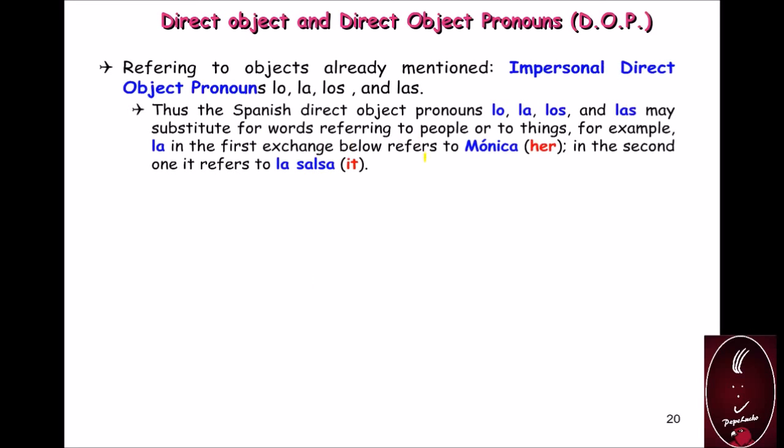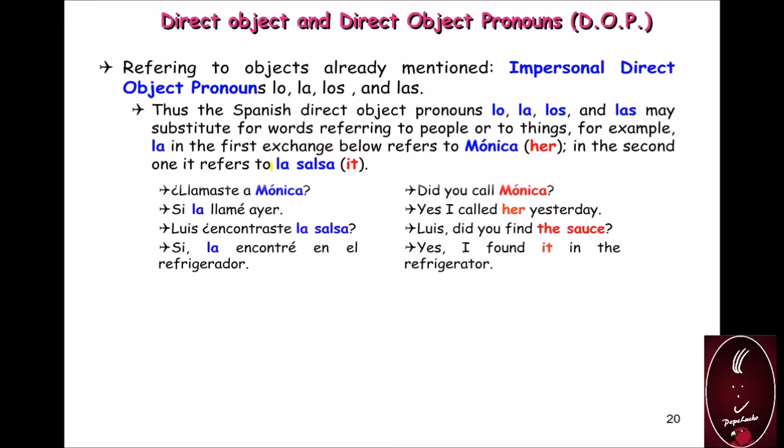In Spanish, the direct object pronouns lo, la, los, las might substitute for words referring to people or things. Let's review those examples. ¿Llamaste a Mónica? Sí, la llamé ayer. La is replacing Mónica, femenino singular. Luis, ¿encontraste la salsa? As an object, we replace it with la. Sí, la encontré en el refrigerador.